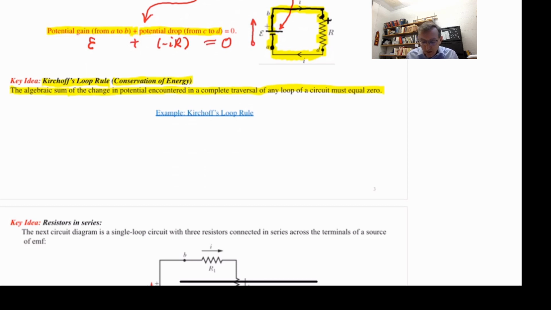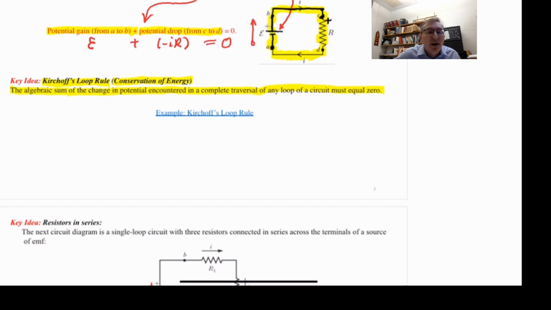Okay? So, when you start somewhere in a circuit and you go around it in a loop, exactly once, and get all the way back to where you started, there can't be any net change in energy. Now, the way that manifests itself is any electric potential gains, positive numbers in volts, and any potential drops, negative numbers in volts, when all added up, will be zero. And that's what Kirchhoff's loop rule, or, like we ought to call it, the conservation of energy rule for circuits, says. Let's apply it to another simple single loop circuit.